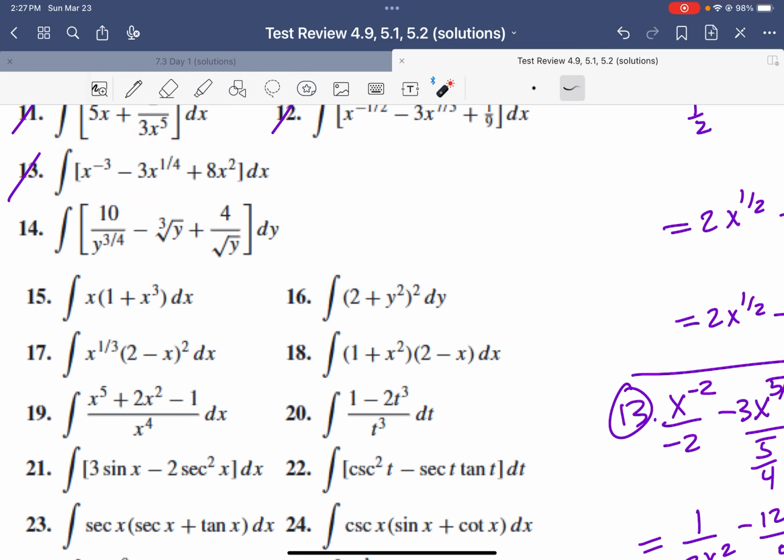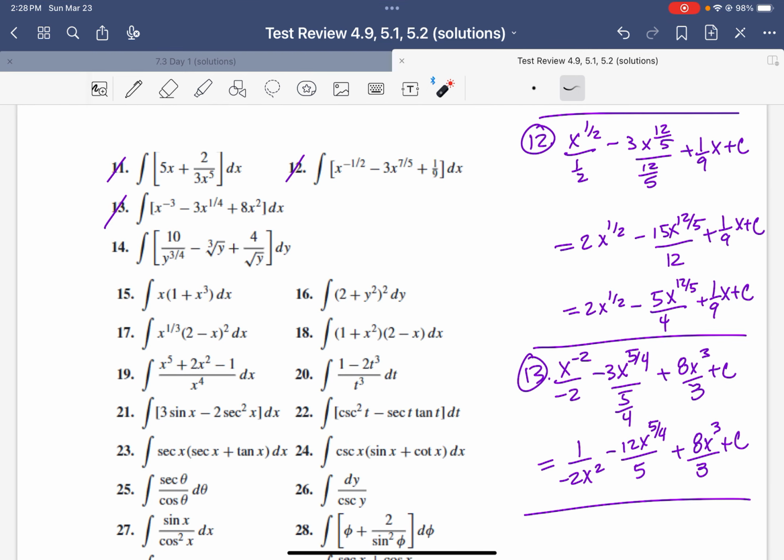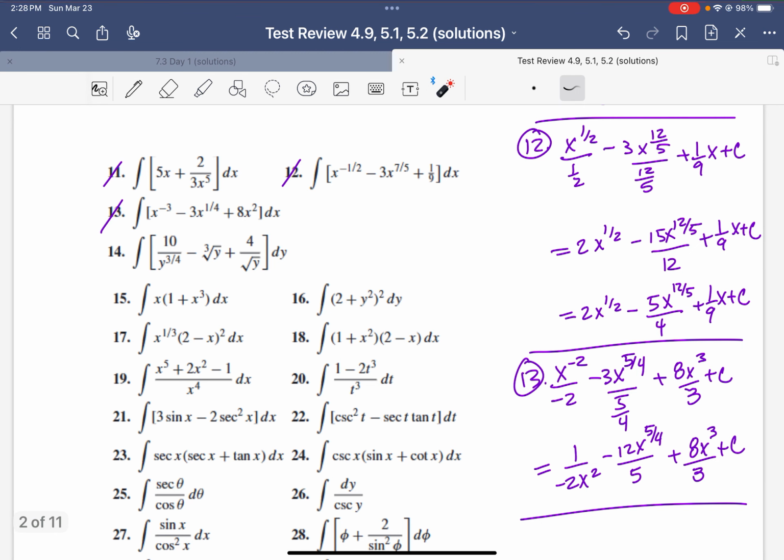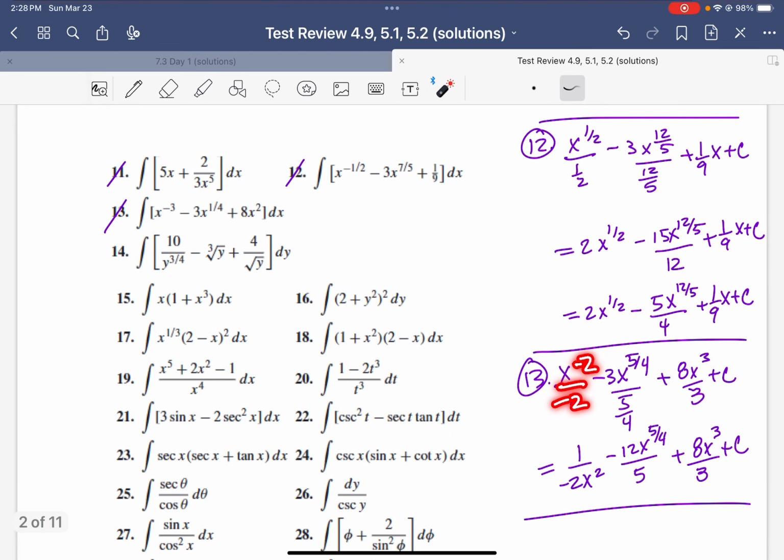Here, again, it's already in the power format. If I add 1 to -3, I get -2 over -2. I pull out the constant. If I add 1 to 1/4, I get 5/4 over 5/4. Pull out the constant 8, and then add 1 over that same number. When you invert and multiply, you get this. When you take this and put it in the bottom, you get this. And don't forget your plus c.